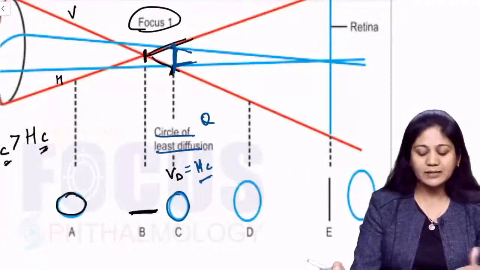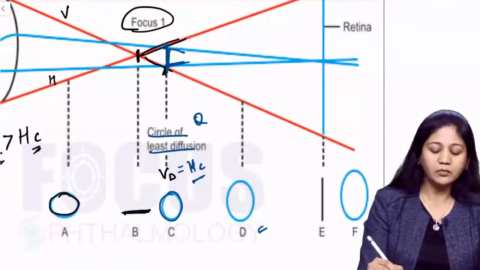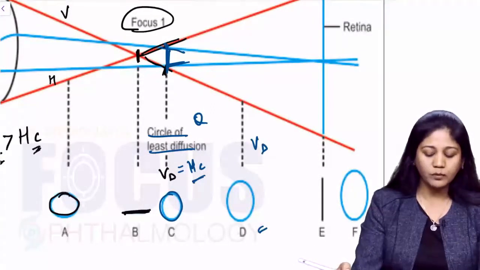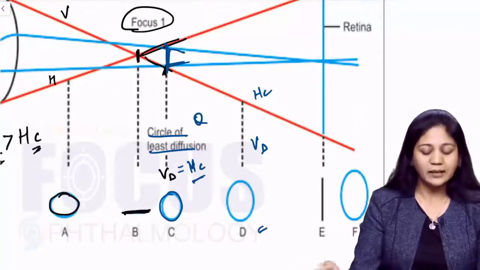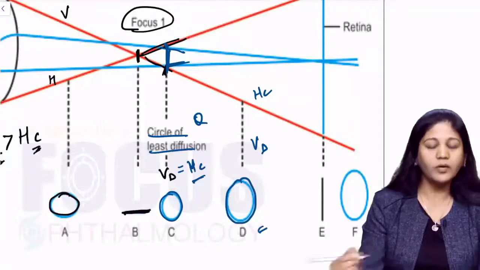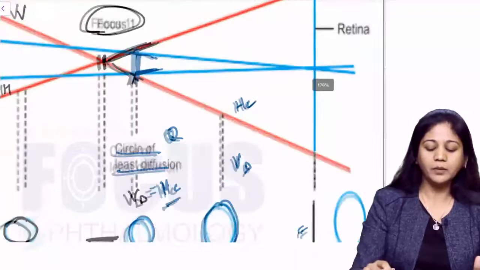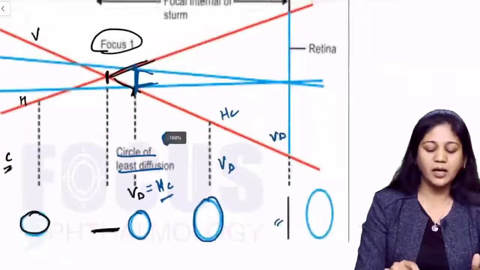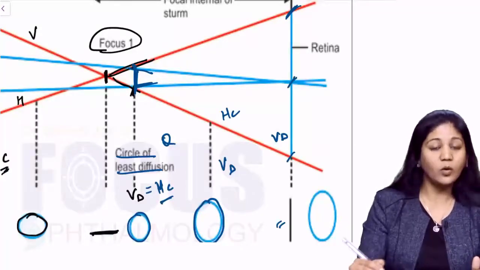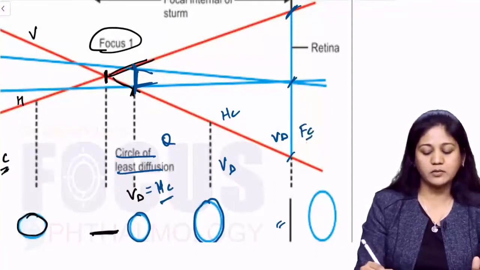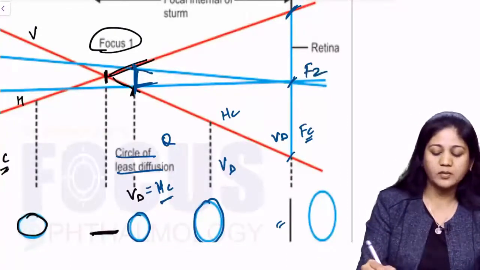Okay. Now let's see what is happening at point number D. At point number D, the vertical divergence is much more as compared to the horizontal convergence. So the resulting image is a vertical oval. Now what is happening at point number E? At point number E, the vertical rays are diverging. Can you see? Vertical rays are diverging. And the horizontal rays have come to a focus. So this will be your focus number 2.